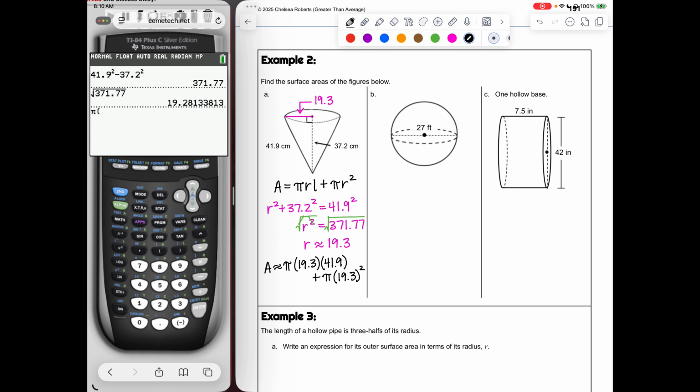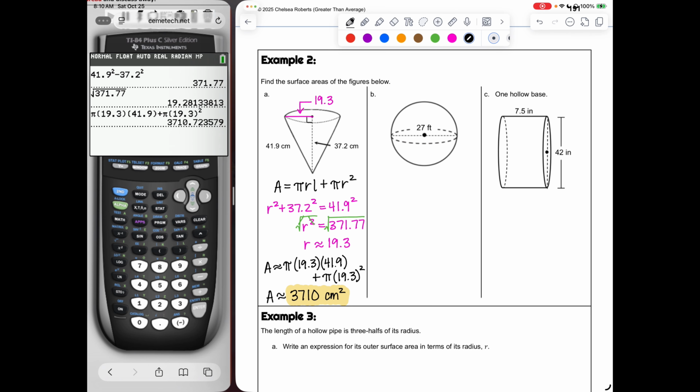Pi times 19.3 times 41.9 plus pi times 19.3 squared. So we end up getting that our surface area is approximately 3,710 in 3 sig fig, and we know that our units is going to be centimeters squared. All right, so that's our surface area. So now let's look at the surface area of the sphere.